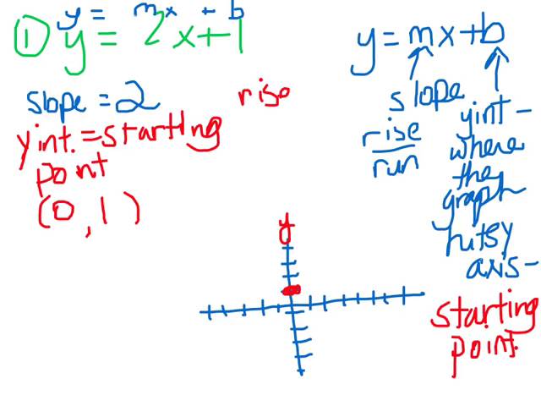Slope is also rise over run. So if I want to turn 2 into a fraction so I can count it off, I can put it over 1, right? And that means I rise 2 and I run 1. There's another dot here. I went up 2 and over 1.